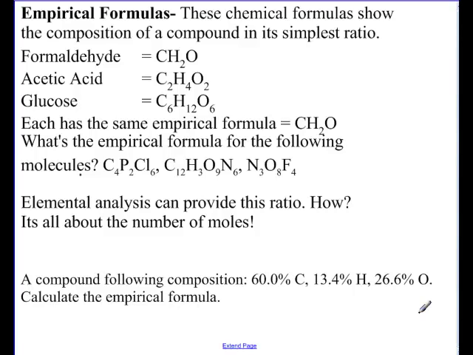All right, welcome to podcast 7.3b. This is a continuation of percent composition in 7.3a.